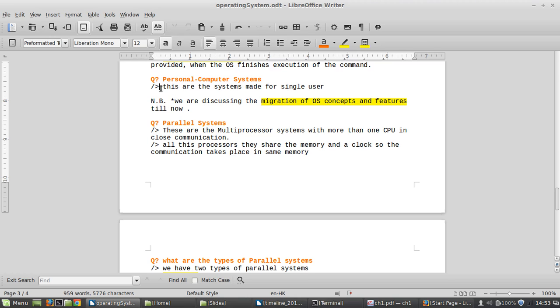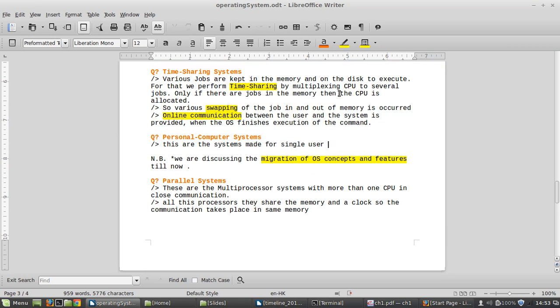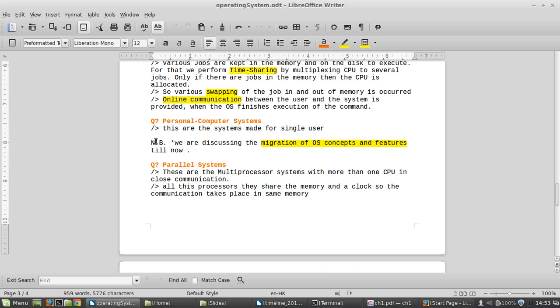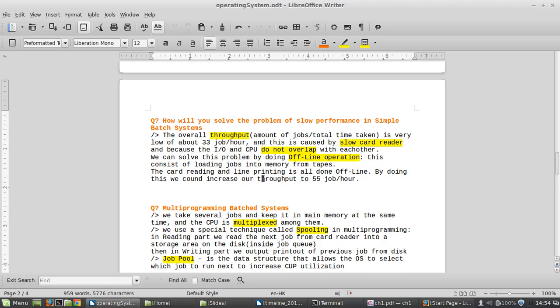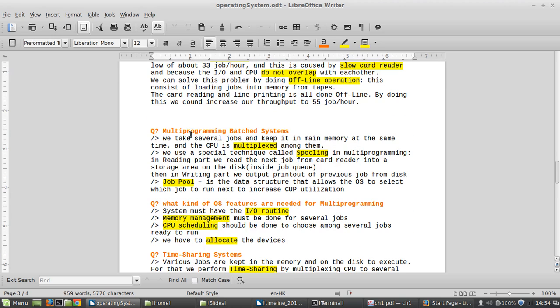Now, what are personal computer systems? The next new version of system that was developed was the personal computer system. These are systems made for single users, made for a particular specific task for a single user only.